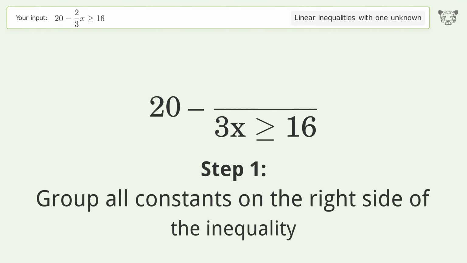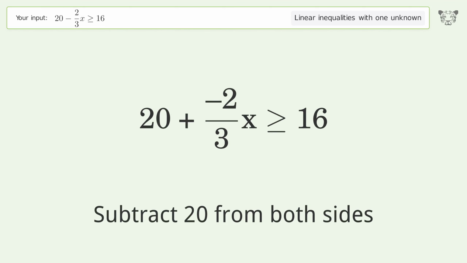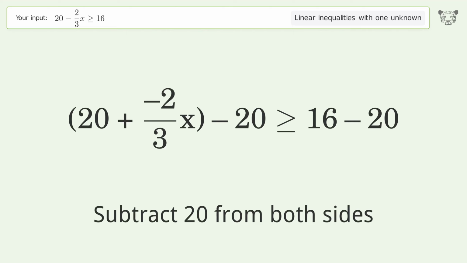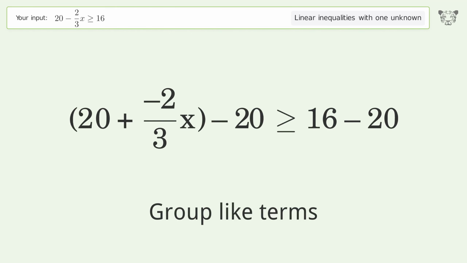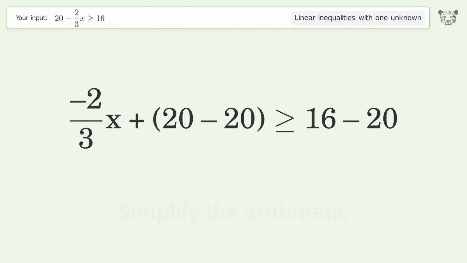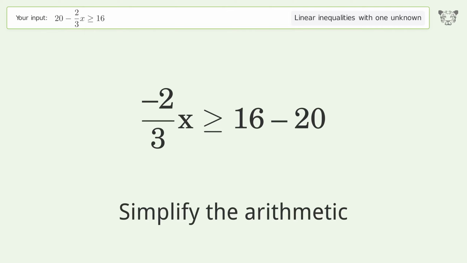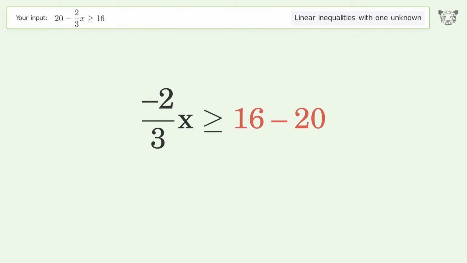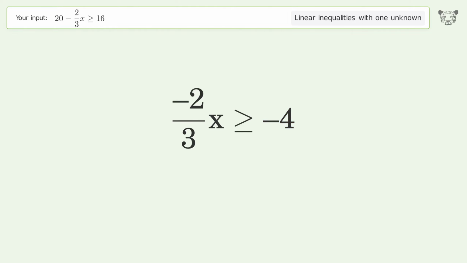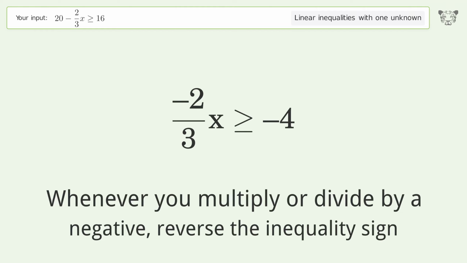Group all constants on the right side of the inequality. Subtract 20 from both sides. Group like terms. Simplify the arithmetic. Isolate the x. Multiply both sides by inverse fraction 3 over -2. Whenever you multiply or divide by a negative, reverse the inequality sign.